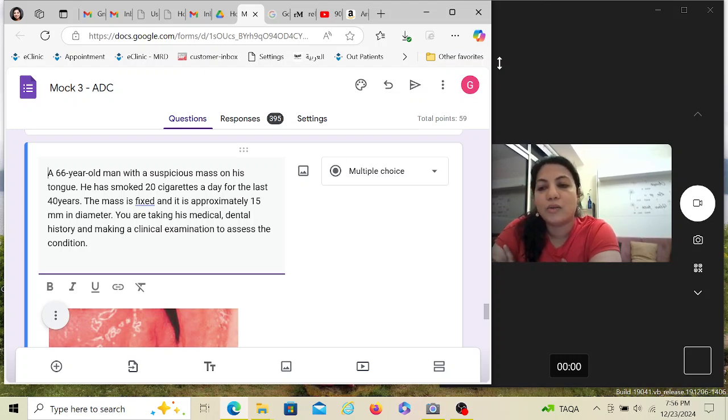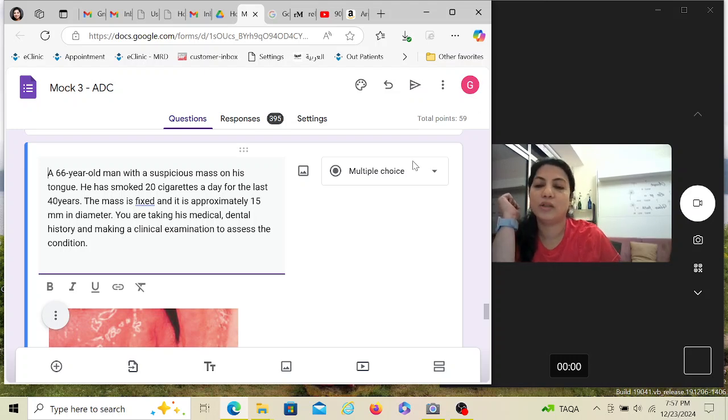A 66-year-old man with a suspicious mass on his tongue. 66, quite aged. He has smoked 20 cigarettes a day for the last 40 years. That means he was around 26 when he started smoking, and 20 each day is a lot. Cigarettes equal lots of nicotine, which equals cancer. The mass is fixed and approximately 15 millimeters in diameter, like 1.5 centimeters. You are taking his medical and dental history and making a clinical examination to assess the condition.